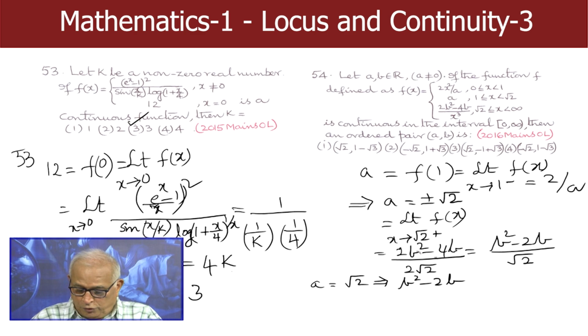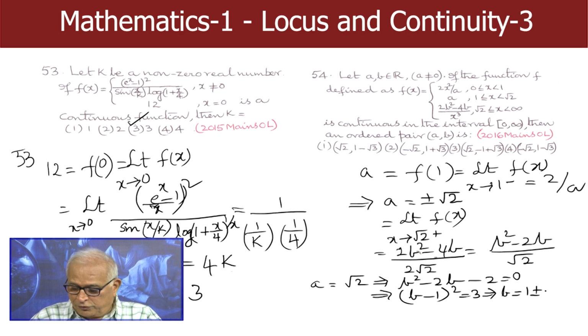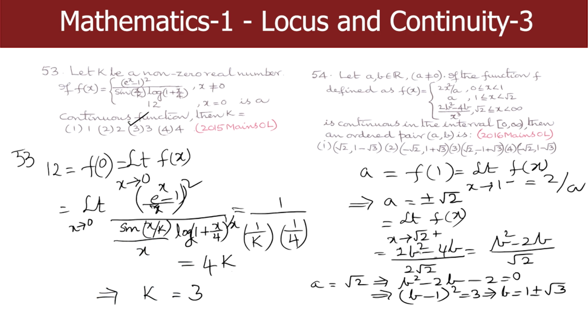is equal to 2, or b square minus 2b minus 2 equal to 0, or (b minus 1) whole square equal to 3, or b equal to 1 plus or minus √3. So one choice, when a equal to √2, b must be equal to 1 plus √3. And 1 minus √3 is also another choice. So √2 and 1 minus √3 is the choice here.